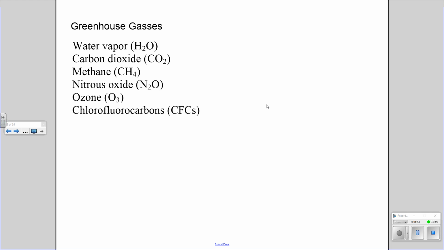Now, methane, you hear often about methane. Okay, methane is a big part of natural gas and is found in the Earth's crust. Underwater decaying plants create methane known as marsh or swamp gas.